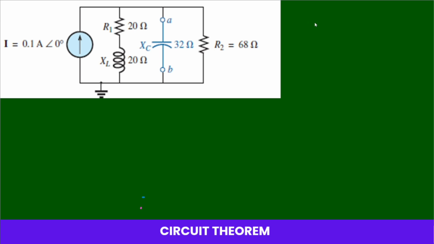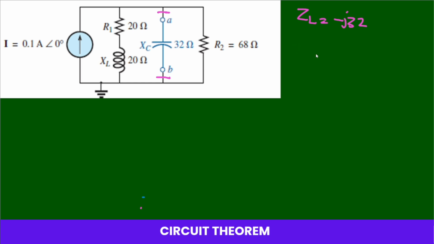Today we are to determine the Thevenin's equivalent circuit for the parts labeled A and B. It means that our load impedance is going to be 32 ohms. But because it's a capacitive reactance, we are going to label it as negative j32.